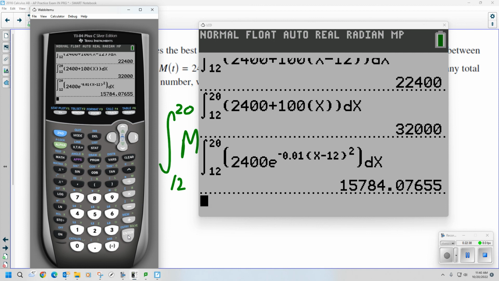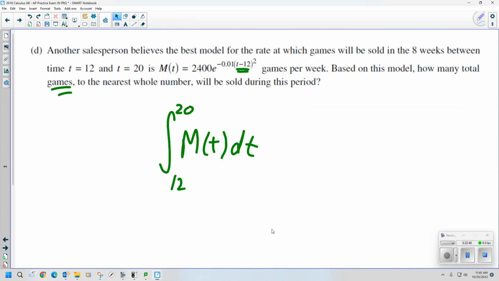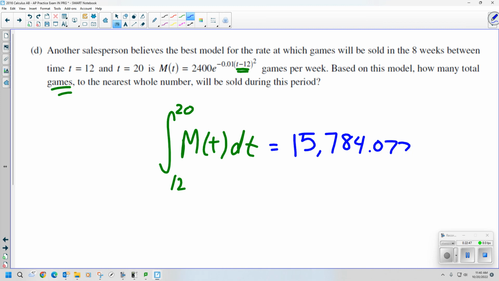15,784.077. So that is 15,784.077 to the nearest whole number, which is weird. The calculus exam really never asks you to round, but given the context of the problem, you can't sell 0.077 of a video game, or board game. So it's 15,784 games.